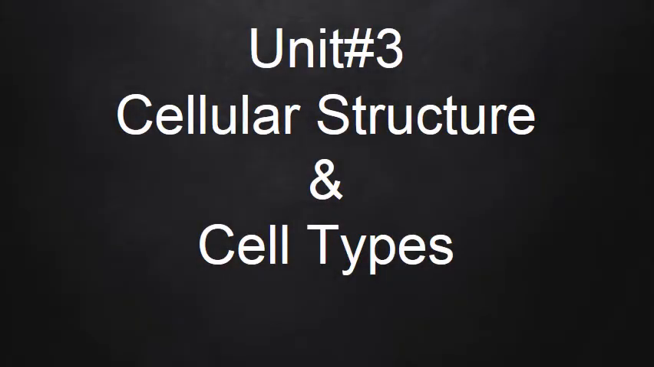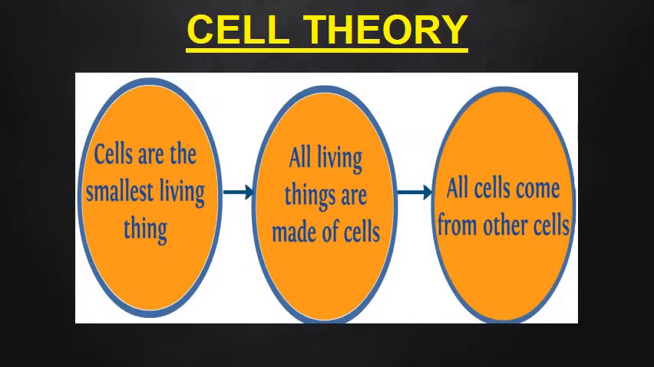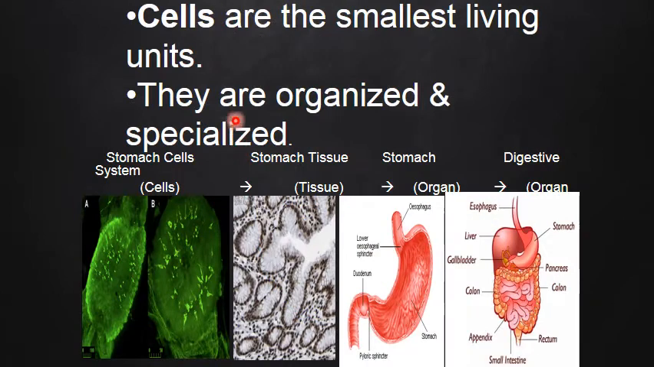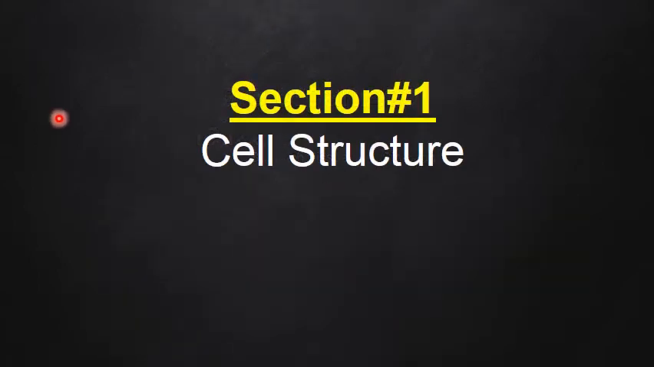Welcome to Unit 3, Cellular Structure and Cell Types. Cell theory. Cells are the smallest living things. Cells are the smallest living units. They are organized. Cellular structure.